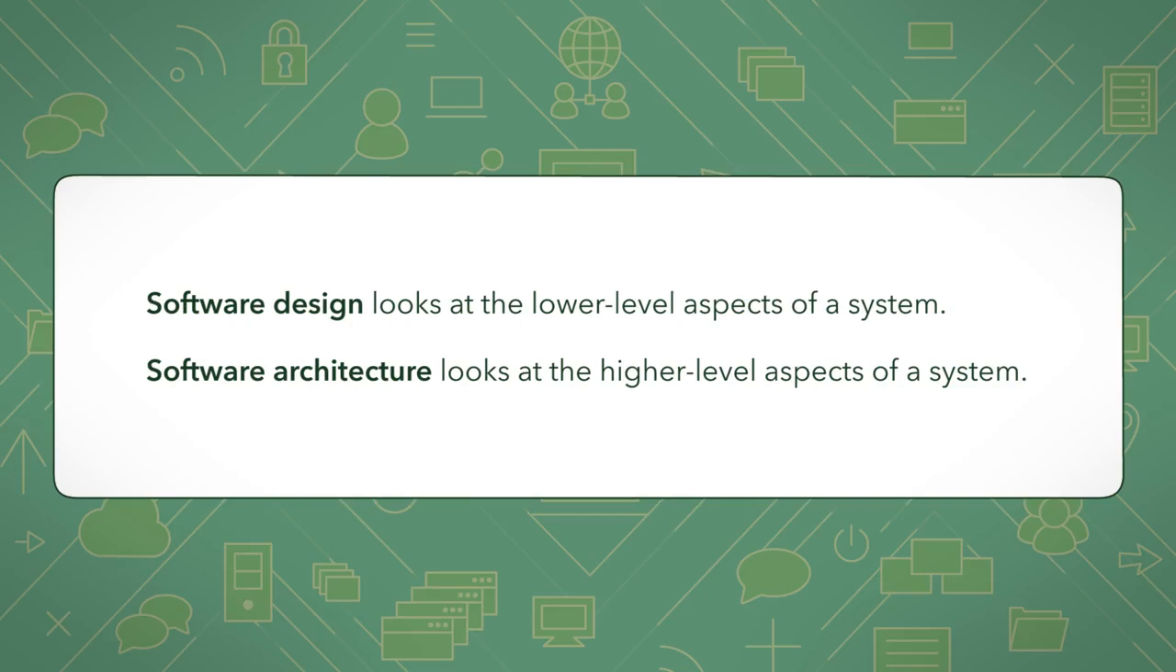Typically, the software designer role would be responsible for outlining a software solution to a specific problem by designing the details of individual components and their responsibilities. A software architect role would be responsible for looking at the entire system and choosing appropriate frameworks, data storage solutions, and determining how components interact with each other. That brings us to the primary difference between software design and software architecture. In short, software design looks at the lower-level aspects of a system, whereas software architecture tends to look at the bigger picture, the higher-level aspects of a system.